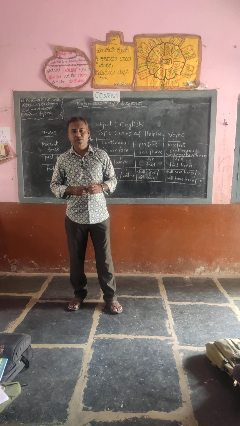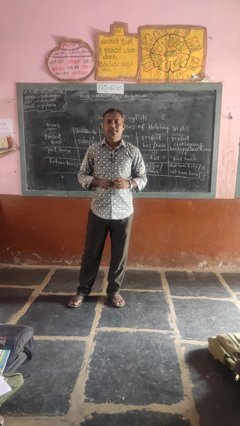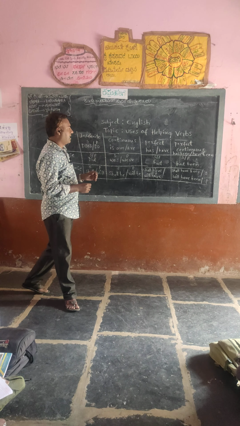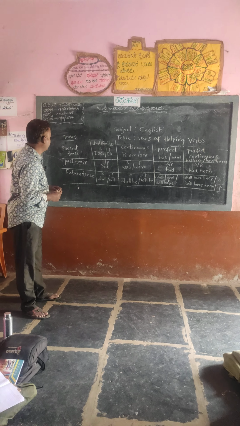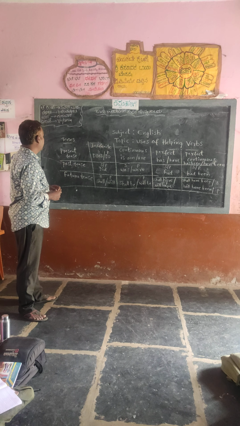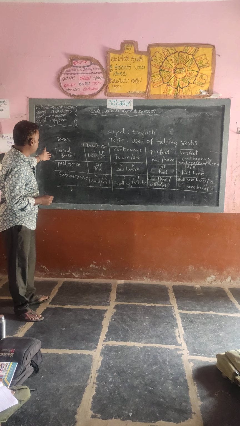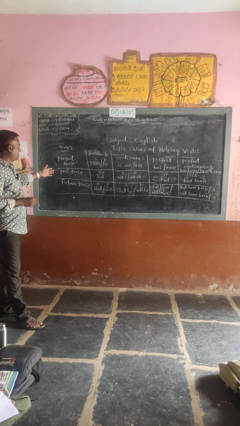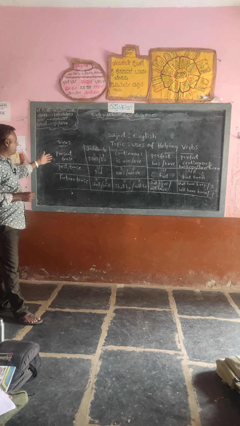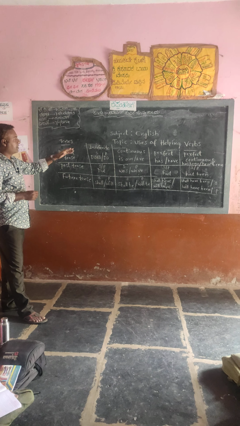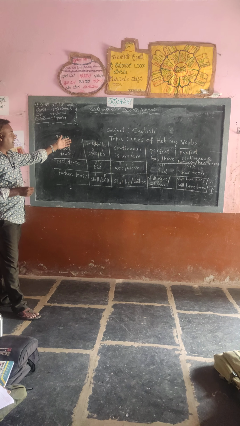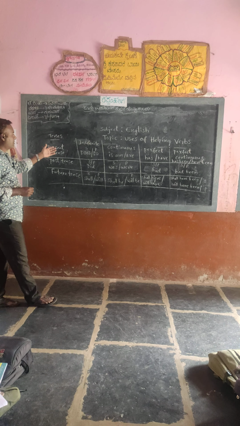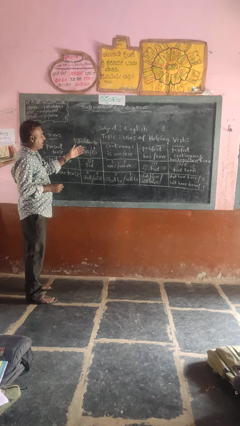Now, I am going to explain the uses of helping verbs. You can see the charts of helping verbs. You can see there are three tenses: present, past, and future tense. This present tense and past and future tense are divided into four categories, that is indefinite, continuous, perfect, and perfect continuous. In each tense, we use different types of helping verbs.